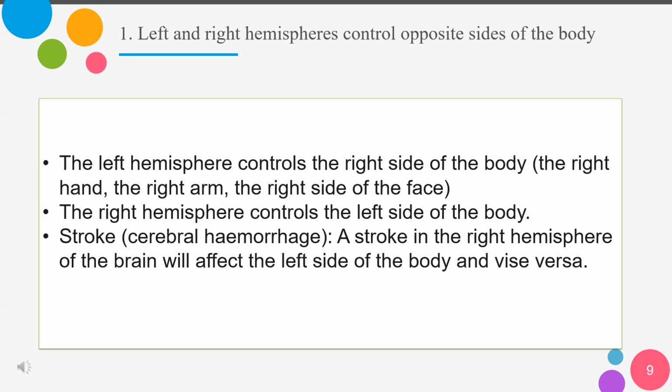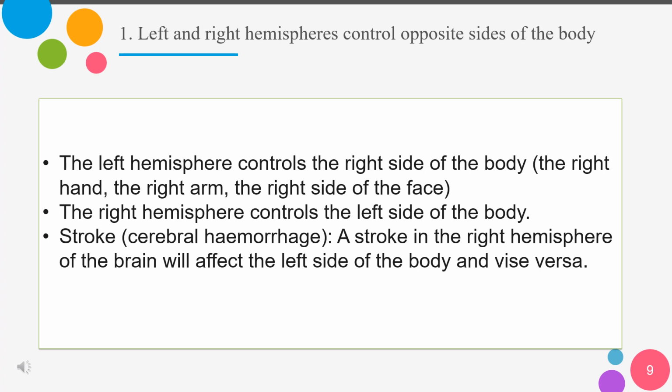The first subtopic that will be discussed is left and right hemispheres control opposite sides of the body. The brain has the function to control the body by a division of labor. And here, the left hemisphere controls the right side of the body, including the movement of the right hand, the right arm, and the right side of the face. And the right hemisphere controls the left side of the body.